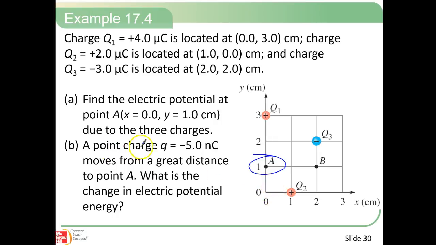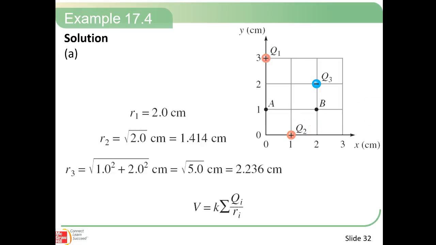And then they say a point charge of -5 nanocoulombs moves from a great distance to point A. So that means that we've had it way over here, -5 nanocoulombs, and it moves from here to point A. They want to know what is the change in electric potential energy. So to find that change of potential energy, first thing we need to do is determine the distances from the different charges to letter A.